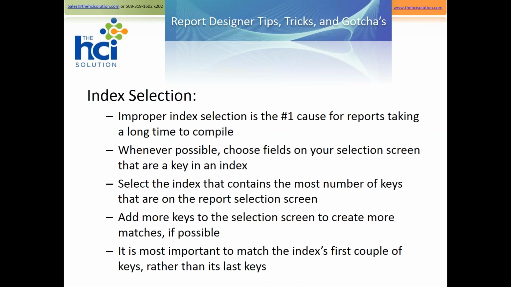Okay. So moving on to index selection. Improper index selection is the number one cause for reports taking a long time to compile. The reason why is that a lot of times you may not have the first key from the index defined on your report selection screen. So that means that when Report Designer goes to look for records to print, it has to go through almost every entry in the index file to find the records that it needs to print.